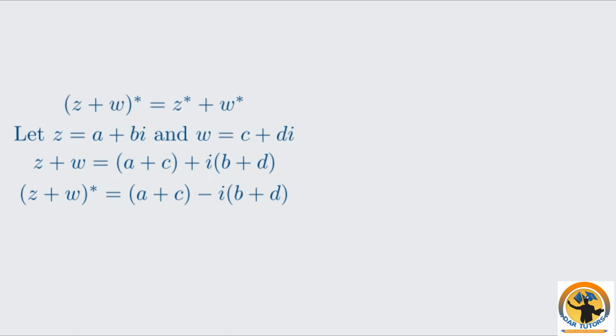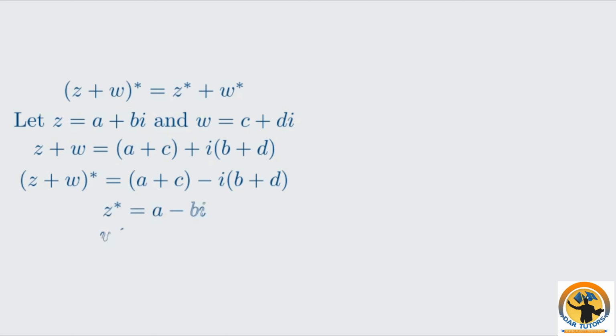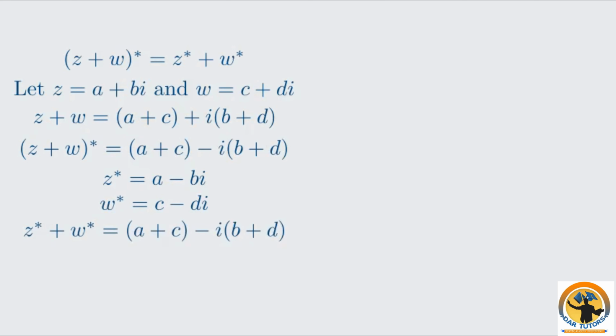Now let's calculate the right side of the equation. We find the conjugates of z and w separately. z star is a minus bi, and w star is c minus di. Their sum, z star plus w star, is a plus c minus i times b plus d. Notice that this result is exactly the same as the conjugate of z plus w that we found earlier.